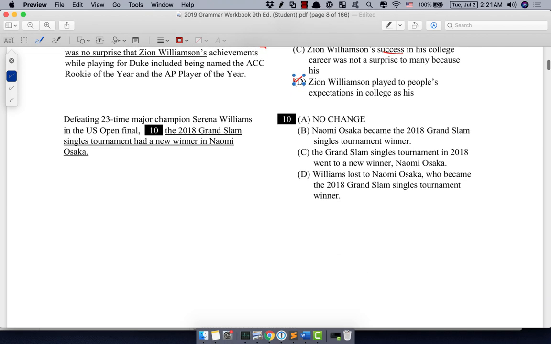Number 10, defeating 23-time major champion Serena Williams in the US Open Final. So that, again, tells you that should be a person. Choice A has the 2018 Grand Slam singles tournament, so that's a tournament, not right. B has Naomi Osaka, person, might be right. C is Grand Slam singles tournament, so tournament, not right. And D has Williams, a person. Okay, so you might have to think and double check that you're referring to the right person here. This is someone defeating Serena Williams, so it shouldn't be Williams. That would be Williams defeating herself. That doesn't make sense. This is Naomi Osaka defeating Serena Williams. So the answer is B.